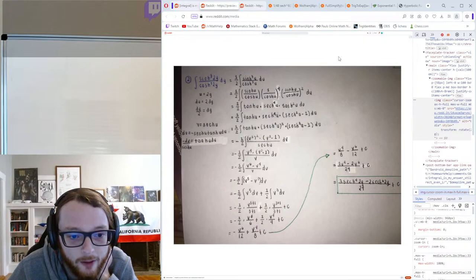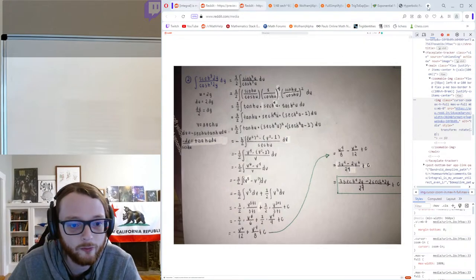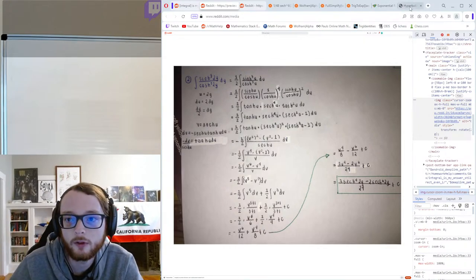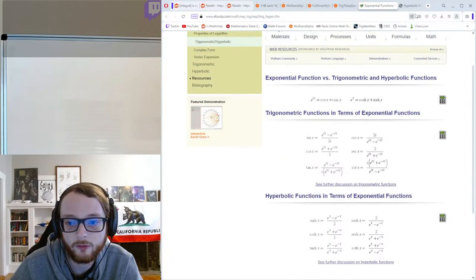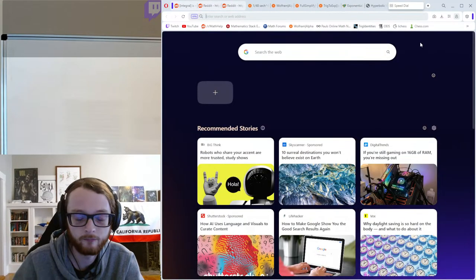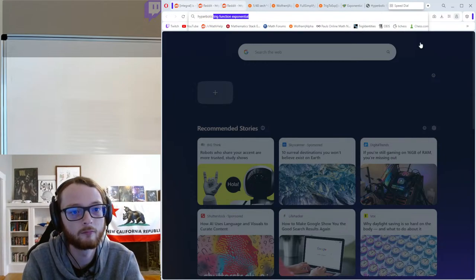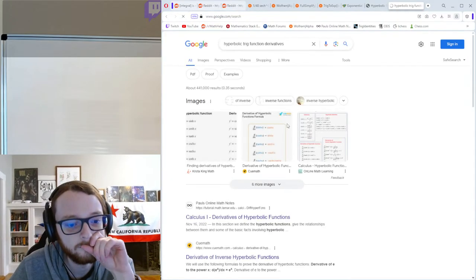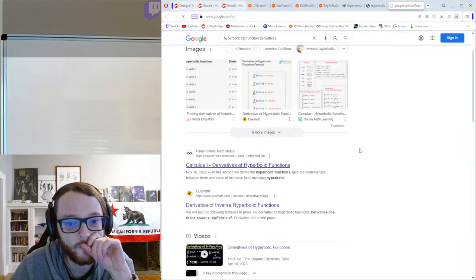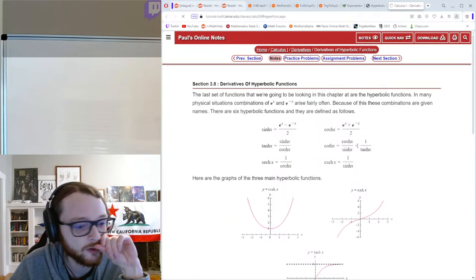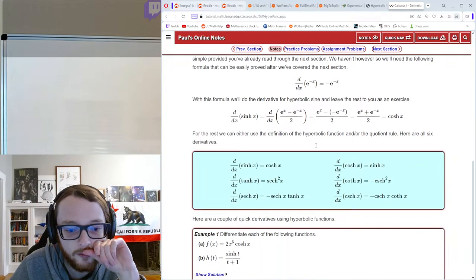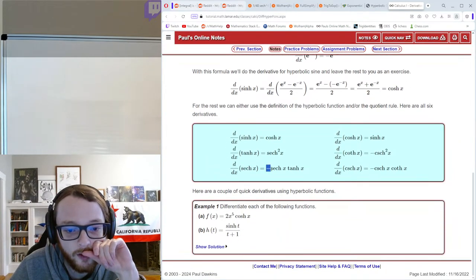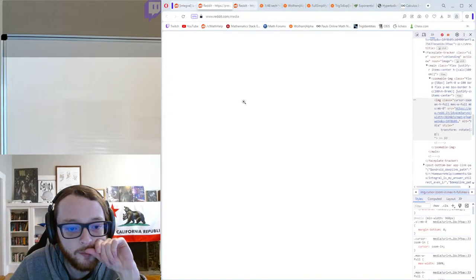Do they have that derivative right? I don't really know my hyperbolic trig derivatives. I don't think that site had them. This site might have them. No, it doesn't. Of course, Paul's has a section on this. Paul's has a section on everything. So it is minus hyperbolic secant hyperbolic tangent, okay?